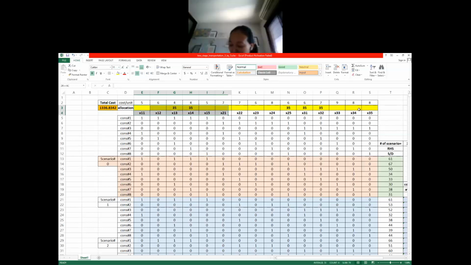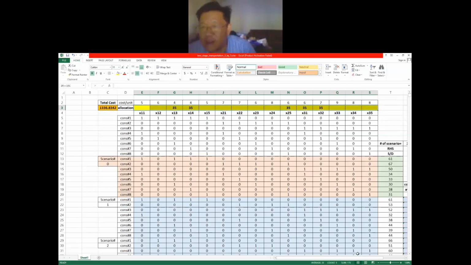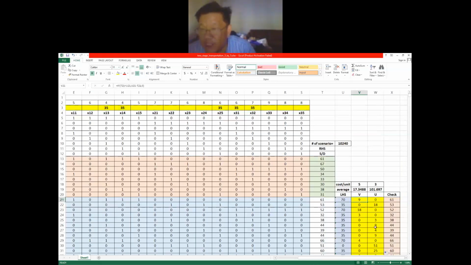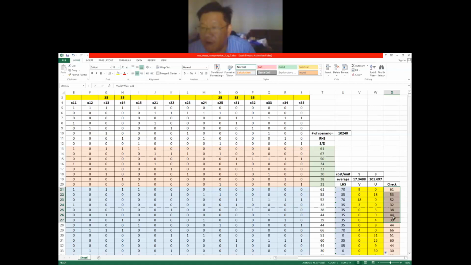Your changing cell is this one, x1 to x15, and also the second set of changing cells is all the UV over here. And your constraint is only this check column for every row. This check has to be equal to the right-hand side of the scenario, excluding scenario 0. Start with scenario 1 to scenario 10,240.